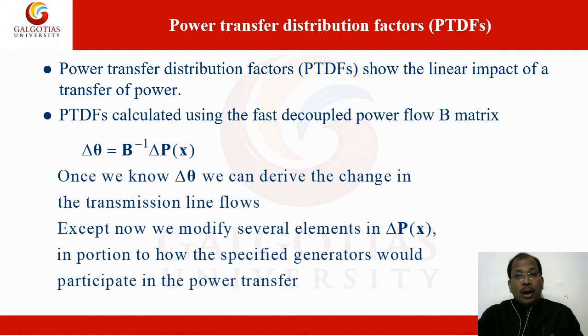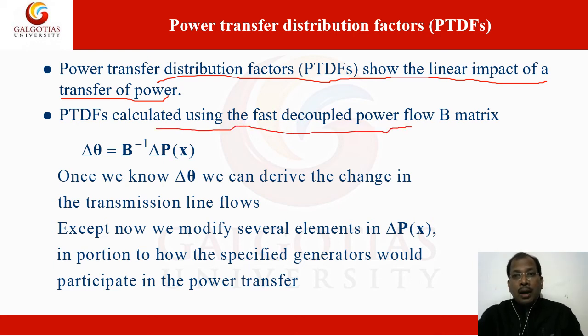Now, the power transfer distribution factor, that is called PTDF. The power transfer distribution factor shows the linear impact of the transfer of power. PTDF is calculated using the fast decoupled power flow matrix B. So this is del theta equals B inverse del P. We have used the same equations here.